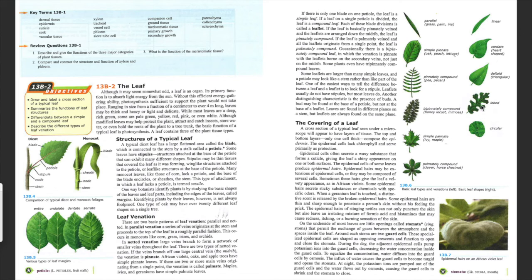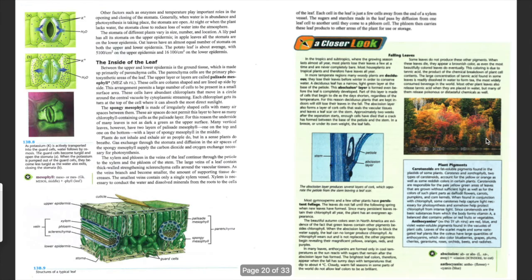Then you also have things like deltoid. The shape is a deltoid. Delta meaning triangular. Cordate like a heart. Lobed, looks like little earlobes. So it's important to go through the book. Here's that picture of the inside of the leaf. So you need to memorize that chart.